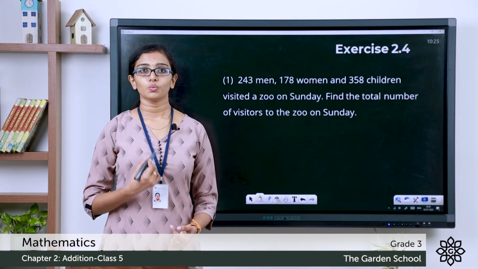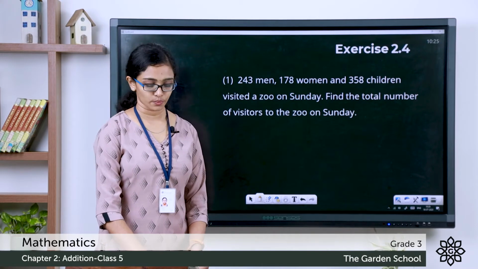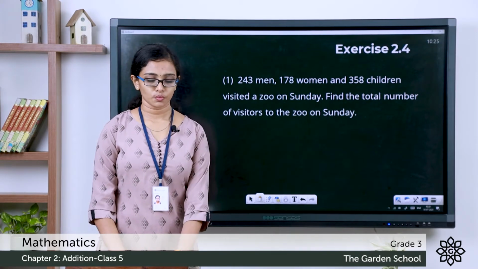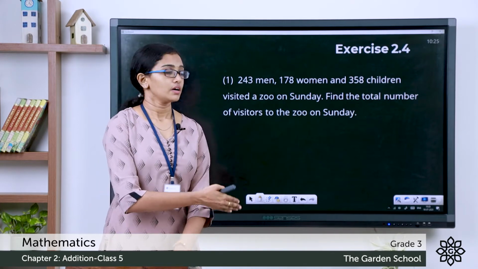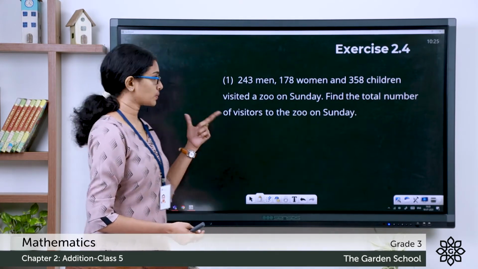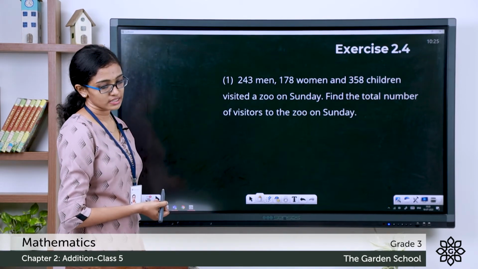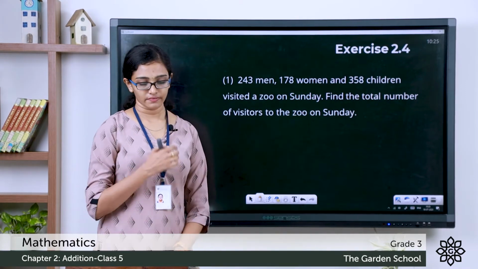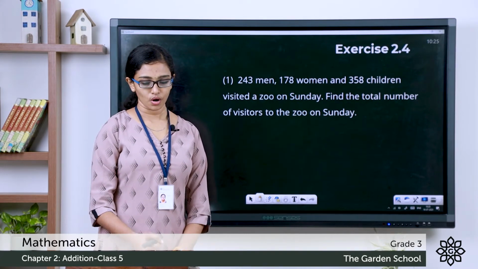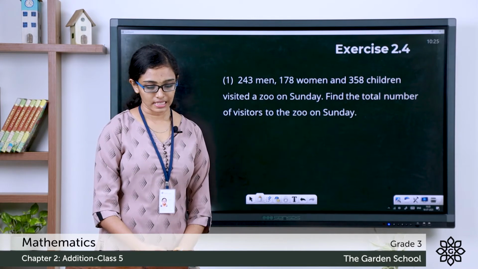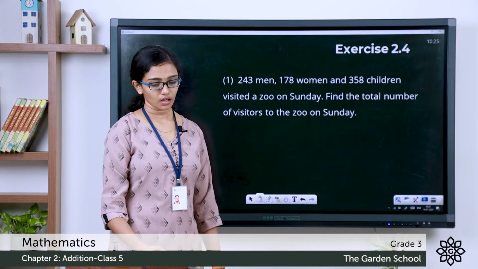Let's discuss the word problems given in exercise 2.4 in your textbook. You can look in your textbook and you can write down the answers as we discuss it here. You can write it along once we discuss it here. Okay. Now, what is the first question? 243 men, 178 women and 358 children visited a zoo on Sunday. Find the total number of visitors to the zoo on Sunday.